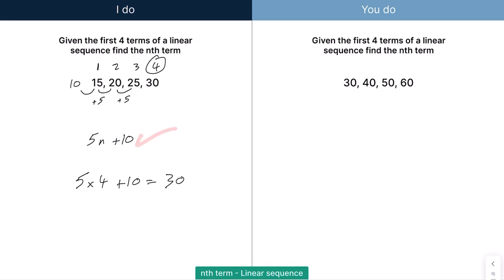So again, step 1, look at the difference. Each time we're adding 10, which means we're going to write 10n, and then we're going to find the term where it would have started. So going back from the start, that would give us 20. So that would be plus 20 there.